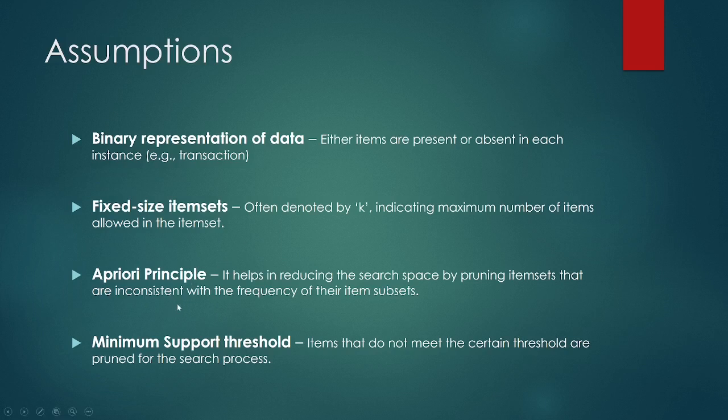Then the a priori principle itself reduces the search space because it removes all the infrequent item sets. The last one is the minimum support threshold, which we will talk about later, but there are a certain number of thresholds related to the a priori principle concepts that we have to maintain, otherwise it will prove inefficient.